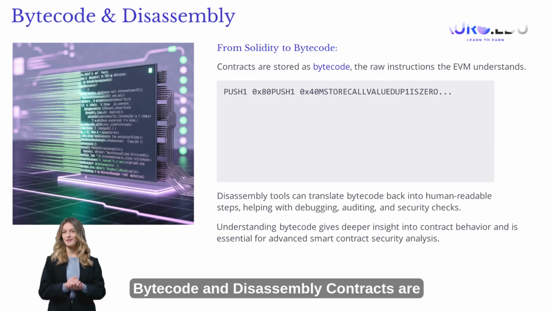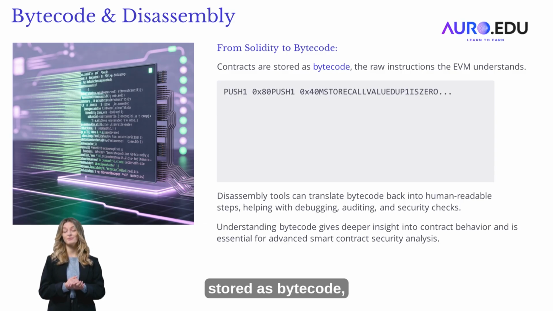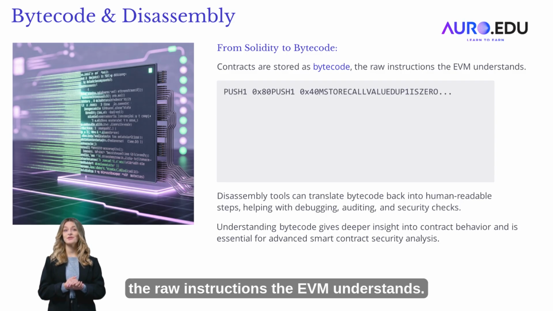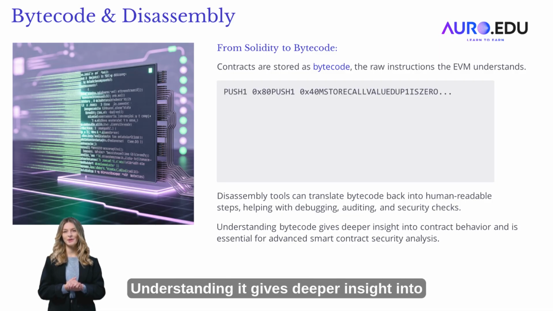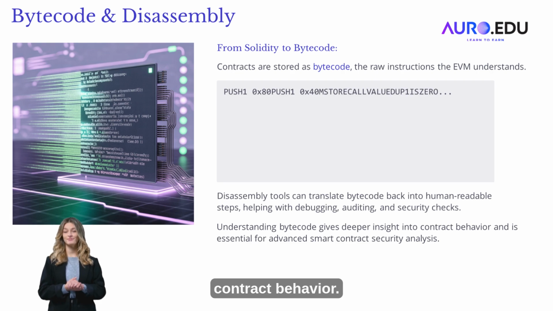Bytecode and disassembly. Contracts are stored as bytecode, the raw instructions the EVM understands. Developers usually write contracts in Solidity, but the blockchain only runs bytecode. Disassembly tools can translate bytecode back into human-readable steps. This helps in debugging, auditing, and security checks. Understanding it gives deeper insight into contract behavior.